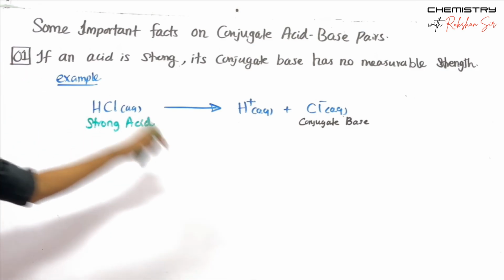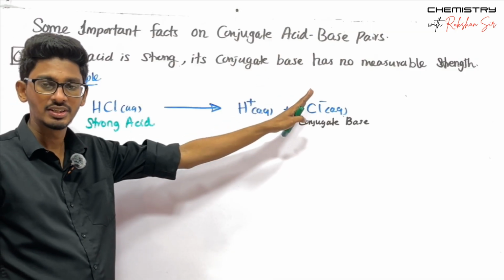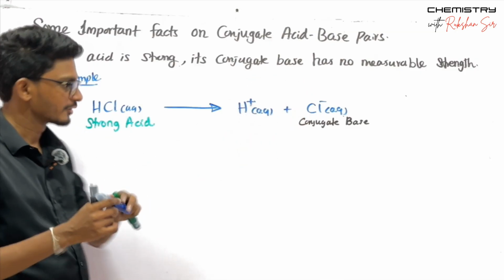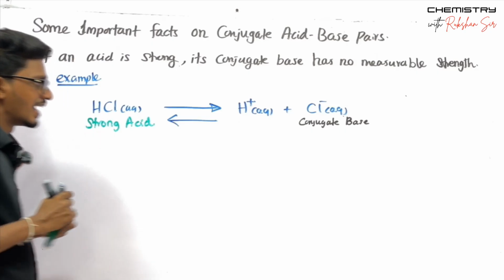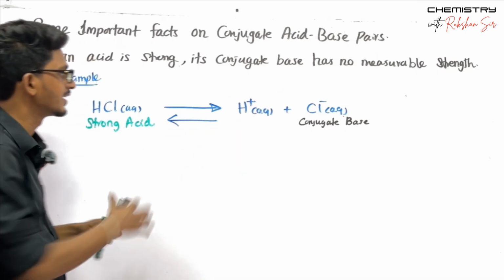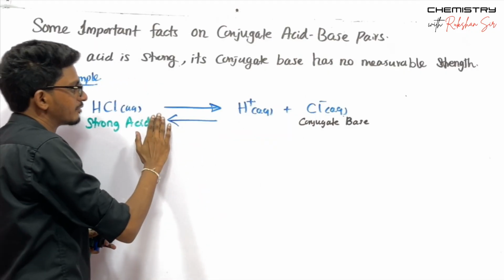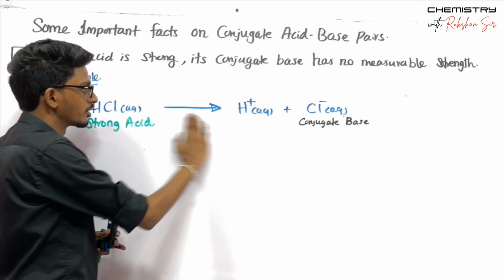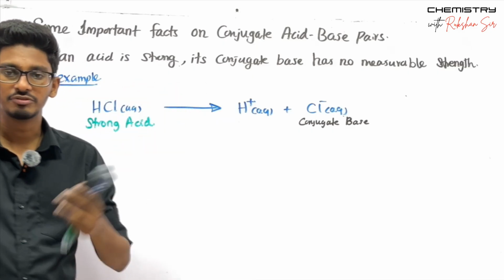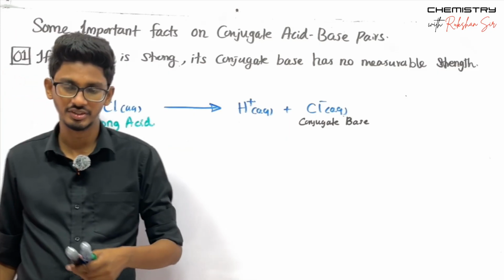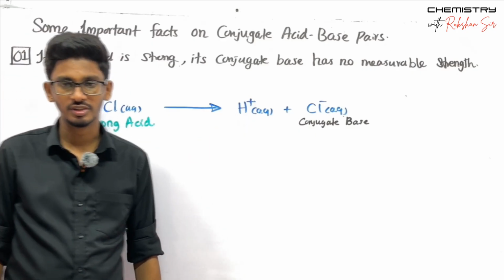If Cl minus were keen to accept an H plus, if it had some basic property, it would accept an H plus, and the reverse arrow should appear. As Cl minus is not showing any basic properties, the reverse arrow is not appearing with this ionization of HCl. That is why we say HCl is a strong acid, because the dissociation occurs only one way.